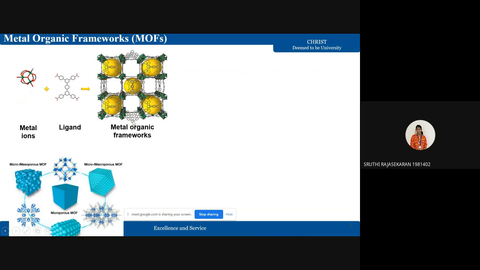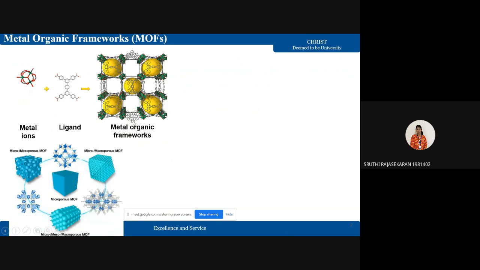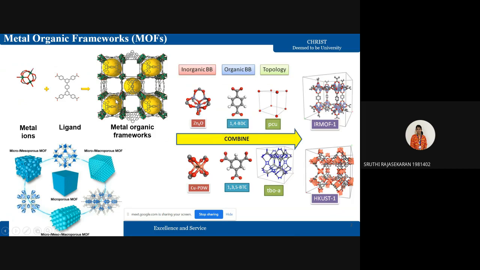MOFs can be of three types. They can be micro, meso, and macro porous MOFs. The main advantages of MOFs are that the pore size can be tuned and the surface area can be modified, which is helpful in the construction of the 3D framework. The commonly used linkers for the synthesis of MOFs are aromatic carboxylic acids. Some examples of aromatic carboxylic acids are benzene dicarboxylic acid and benzene tricarboxylic acid.